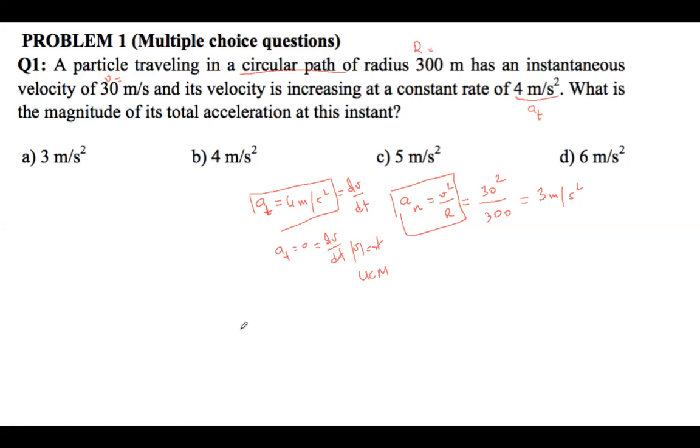So what is the total acceleration? The total acceleration is just the square root of the tangential acceleration squared plus the normal acceleration squared. Square root of 4 squared plus 3 squared gives me 5 meters per second squared. So C is the answer. Very simple. In the exam, you don't need to give all the details. You just need to give me the right answer. So question 1, C.